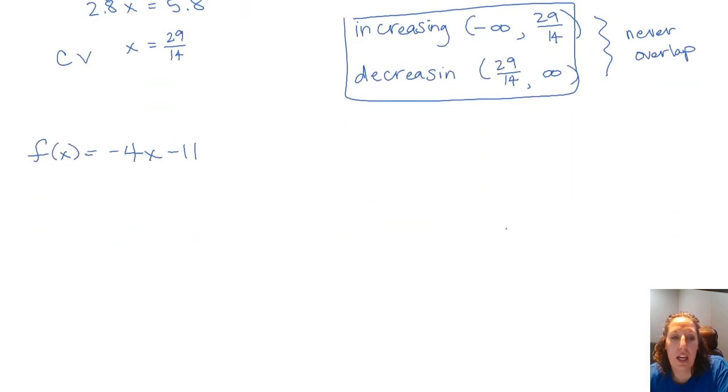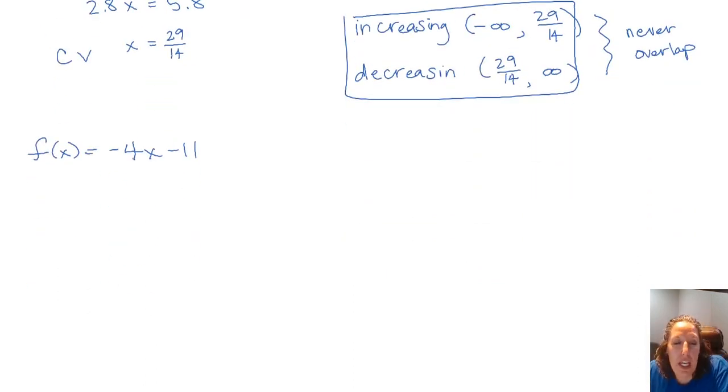All right, now let's look at the function f of x equals negative 4x minus 11. So we're going to start out the same way. We're going to take the derivative. The derivative of negative 4x minus 11 is negative 4. Well, that's a constant function, that means that our derivative is constant. So, doesn't matter what x value we're looking at, our slope is always negative 4. And if you think of the graph of y equals negative 4x minus 11, that is a graph that is decreasing because it has a negative slope.